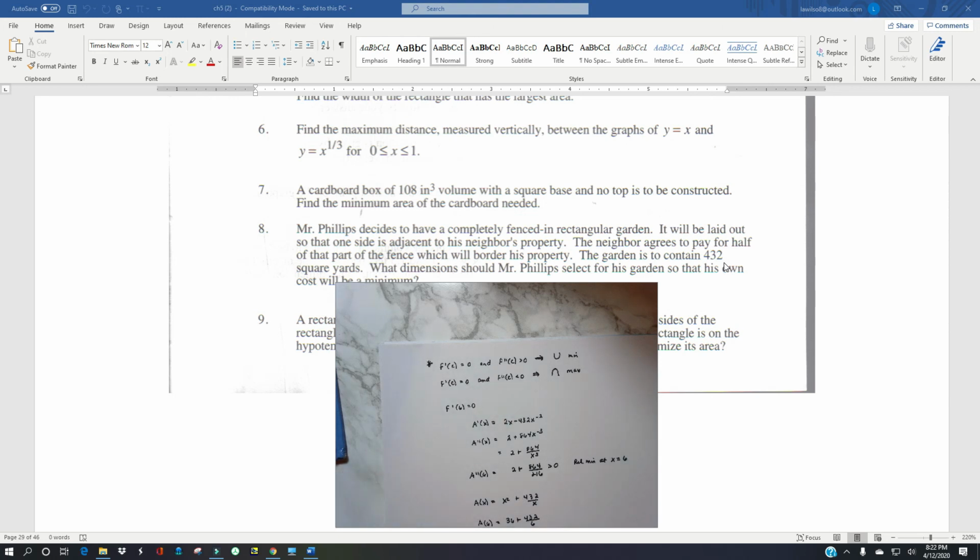And I'm going to use my calculator. It is 108. And so I would need a piece of cardboard, 108 square inches, excuse me, in order to construct a box that has a volume of 108 cubic inches.